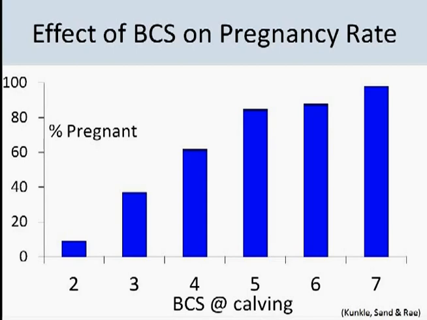But if we look at effects of body condition score on pregnancy rates, and this is actually some data from mature cattle in Florida, but you can take studies all across the country and you'll see this exact same pattern. Well, we look at these cows in a body condition score 2, we're looking at 10 to 15% pregnancy rates. How many of you can survive with those kind of pregnancy rates in your operation?